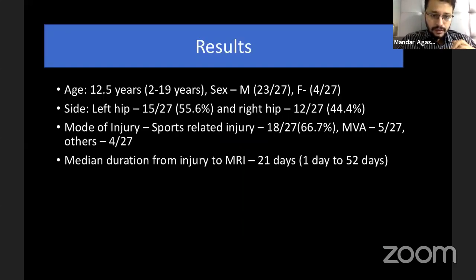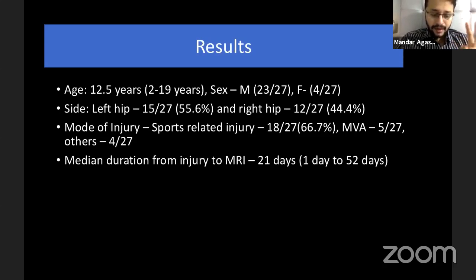In the results, the average age was about 12 years. It was usually a very high velocity injury, either a sports related injury or a motor vehicle accident. What was very interesting is this: the median duration from injury to MRI was almost 3 weeks, almost 21 days. And the range was about 1 day to 52 days. So it was a wide range of timing from the injury to the MRI.